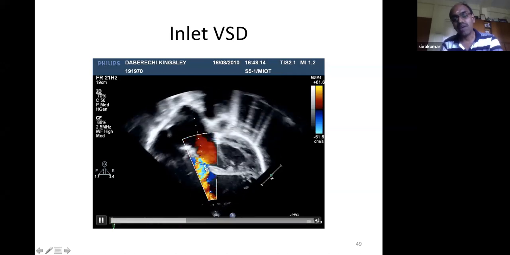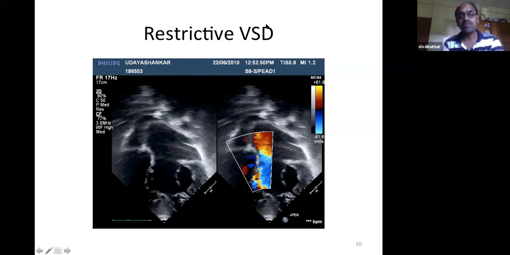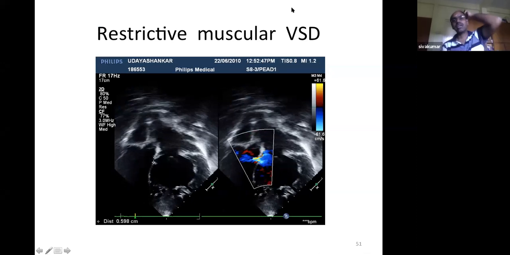Whenever the AV valves are closed, there is also some degree of restriction of the ventricular septal defect caused by the leaflet tissue itself. Sometimes the VSD can be very restrictive, and progressively these restrictive VSDs can become smaller and smaller, and they may close off also.